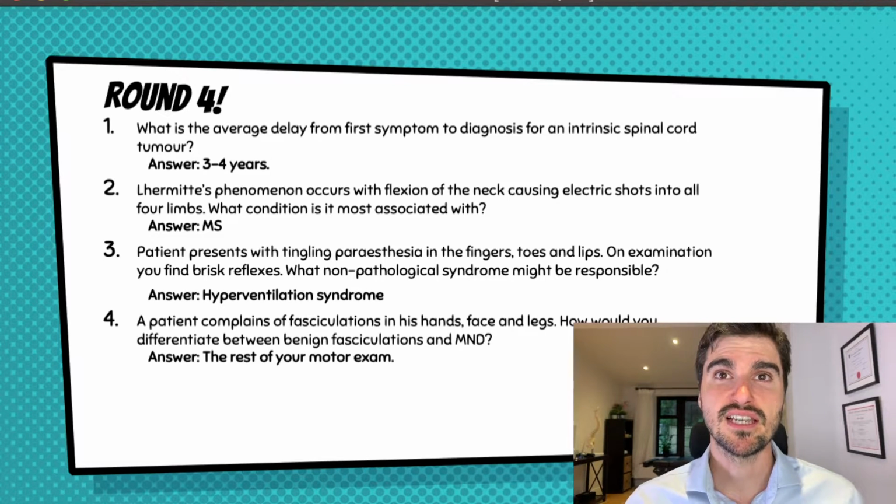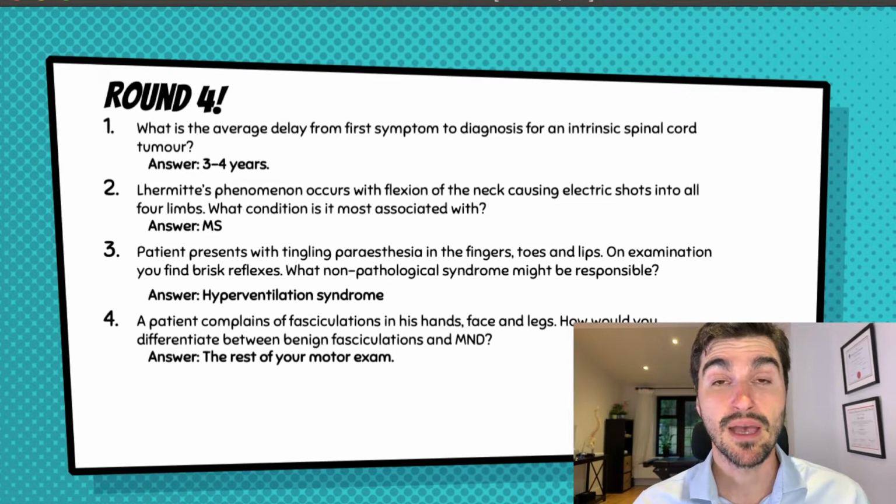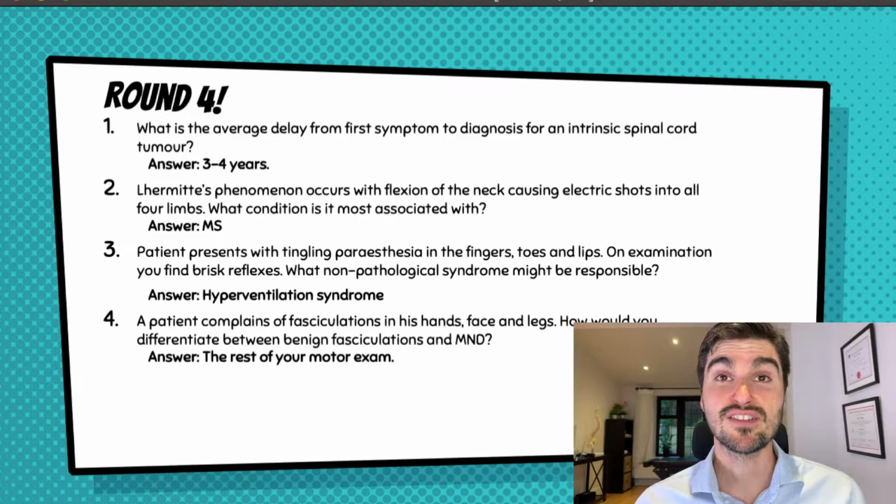Patient complains of fasciculations in the hands, face and legs. How do you differentiate between benign fasciculation and MND? Very simply, it's in the name, right? Motor neuron disease. So you can look at the rest of your motor exam. You're looking at your lower motor neuron signs and your upper motor neuron signs.